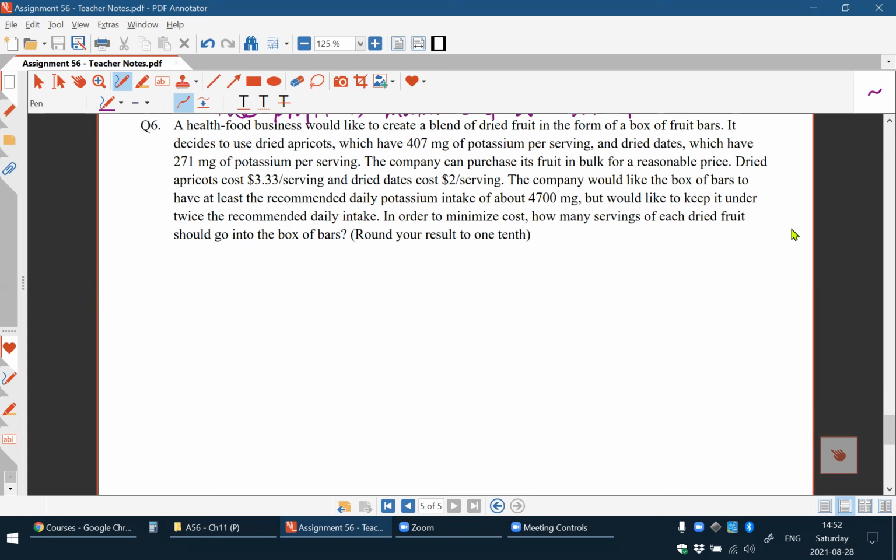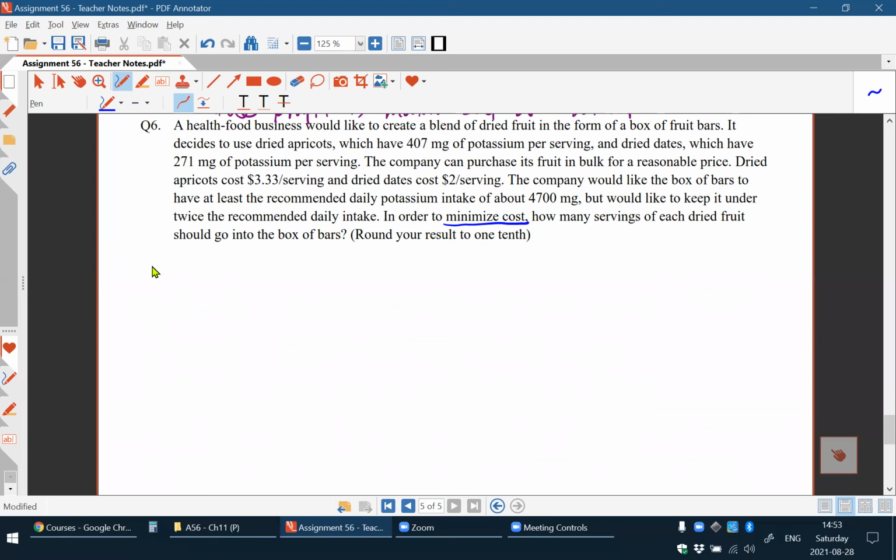The company would like the box of bars to have at least the recommended daily potassium intake of about 4,700 milligrams, but would like to keep it under twice the recommended daily intake. In order to minimize cost, how many servings of each dried fruit should go into the box of bars? All right, so this is another optimization problem, right? Because it says in order to minimize, it asks you to minimize cost given a series of constraints, right?